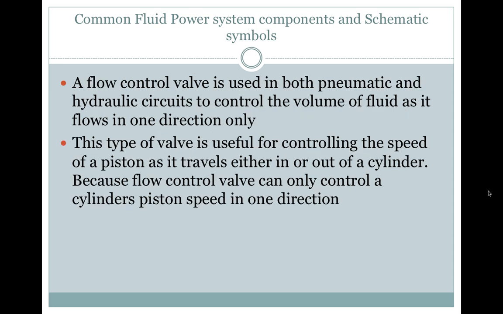A flow control valve is used in both pneumatic and hydraulic circuits to control the volume of fluid as it flows in one direction only. This type of valve is useful for controlling the speed of a piston as it travels either in or out of a cylinder, because a flow control valve can only control a cylinder's piston speed in one direction.